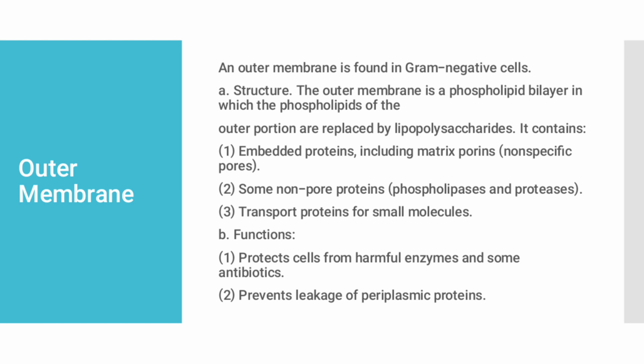Outer membrane. This is found in the gram-negative bacteria. Its structure is a phospholipid bilayer in which the phospholipids of the outer portion are replaced by the lipopolysaccharides. It contains embedded proteins. They include the matrix porins. Some non-pore proteins are also present. They are transport proteins for small molecules. Their function is to protect the cell from harmful enzymes and some antibiotics. They prevent the leakage of the periplasmic proteins.